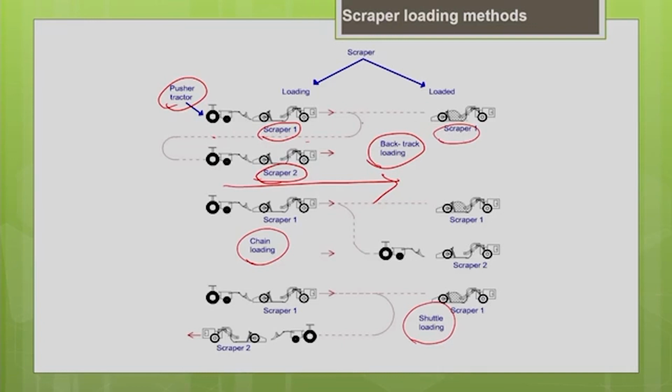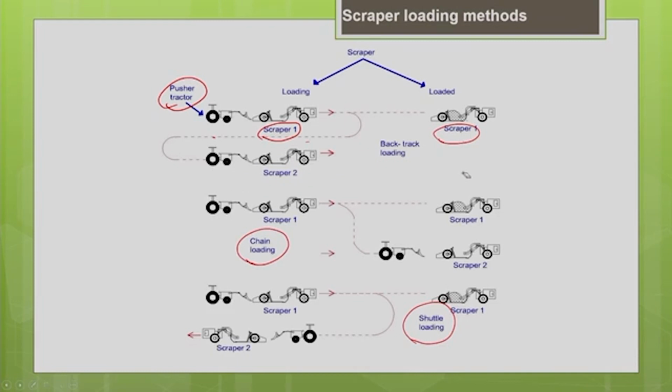Once scraper 1 is loaded, your pusher will get detached and return, that is, backtrack. It has to travel some distance, spot the next scraper 2 and then start pushing again in the same direction. It starts moving again in the same direction. So that is what your backtrack loading method is.